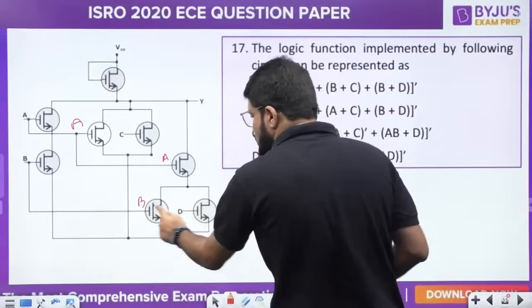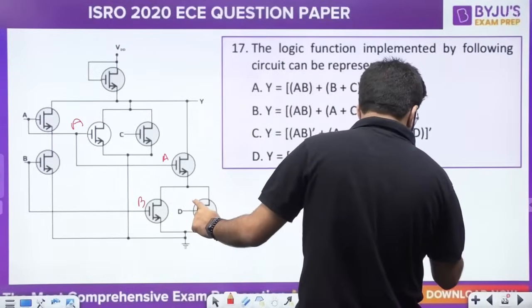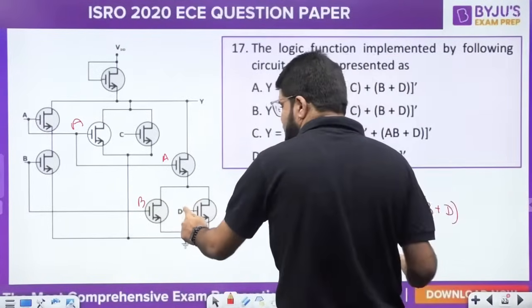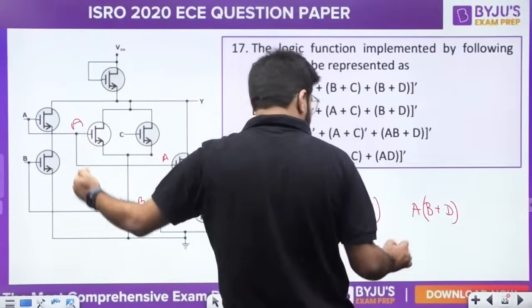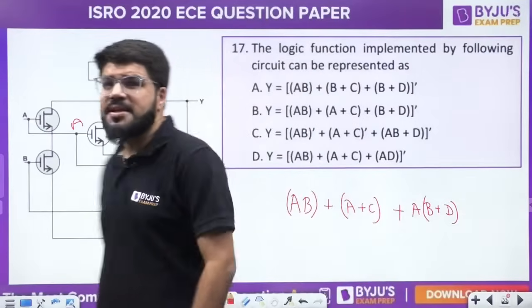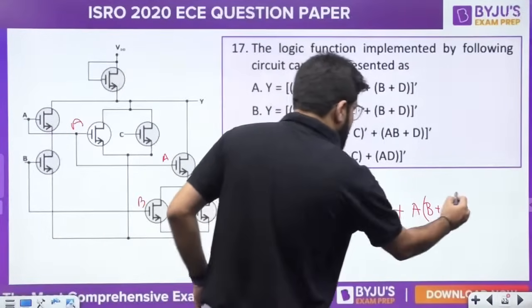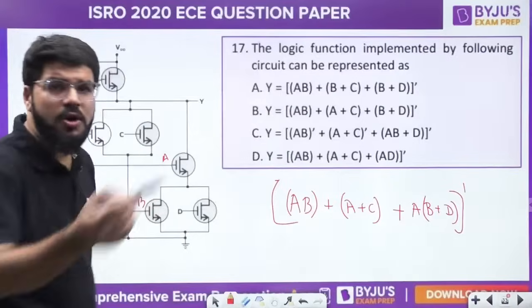So what about these two? These two are in parallel, so B plus D. Connected in series with A, so multiplied by A. And this whole structure is again in parallel with the previous one, right? It is something like this. And now take the whole bar. As I told you, the whole bar will be the output.